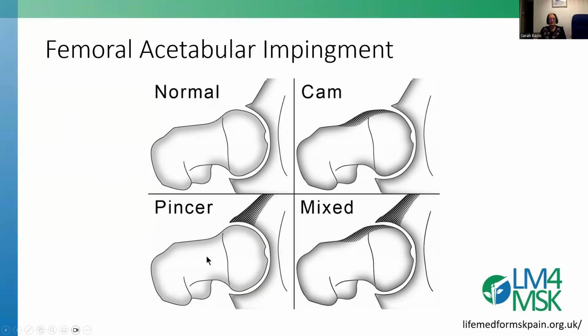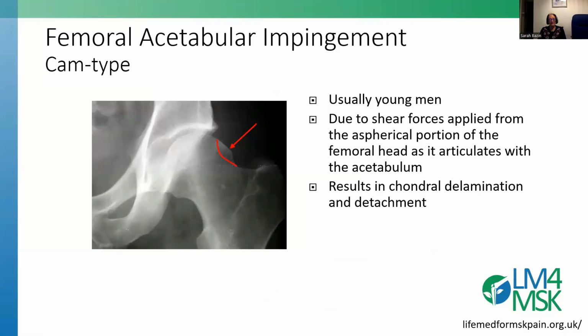It's not that the ball is deformed, the edge of the cup is more prominent, and may happen in protrusio also, and as it moves it can hit on the neck and cause an impingement. But sometimes you may get a mixed picture where both the pincer type of deformity and the cam type of deformity is there, and there is pain or impingement in the hip.